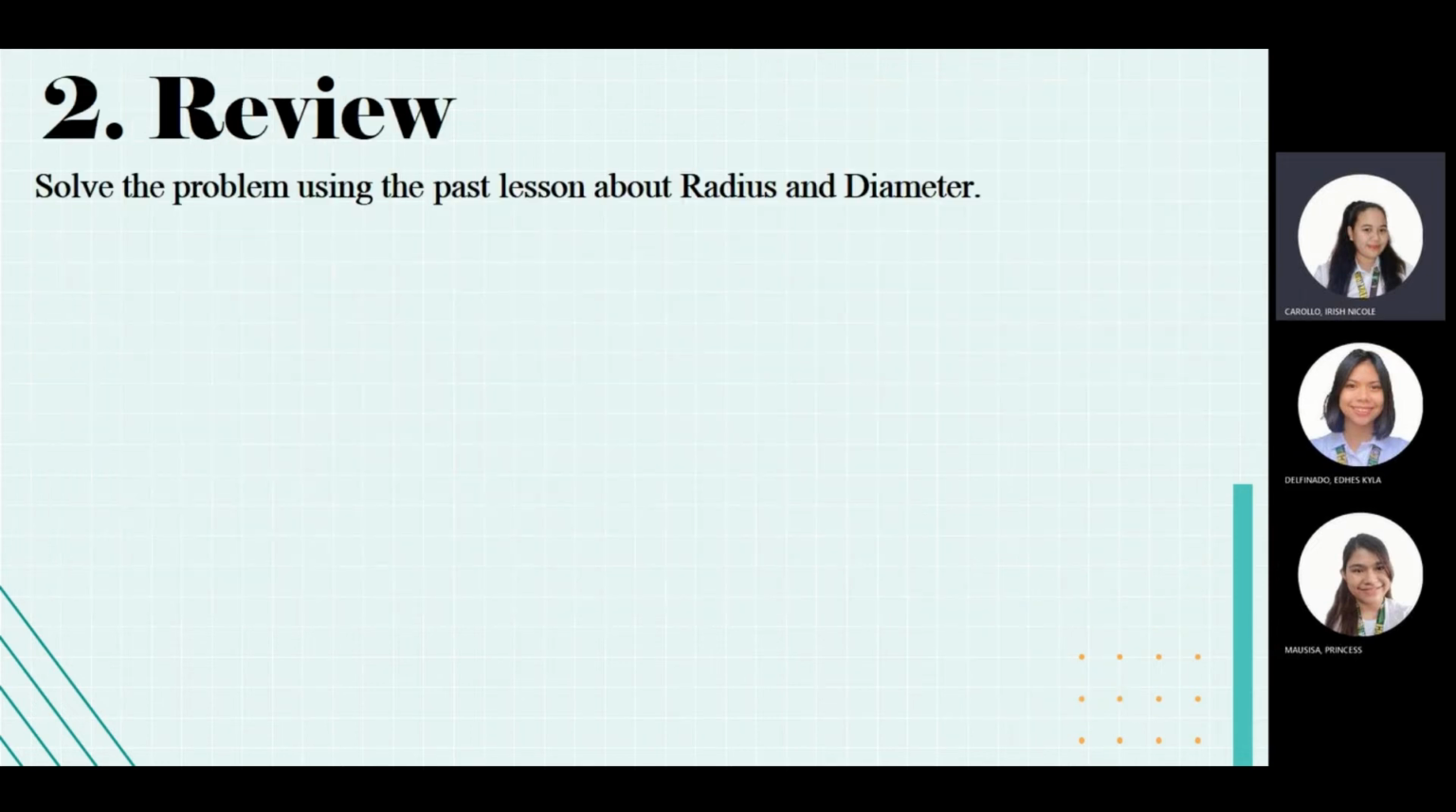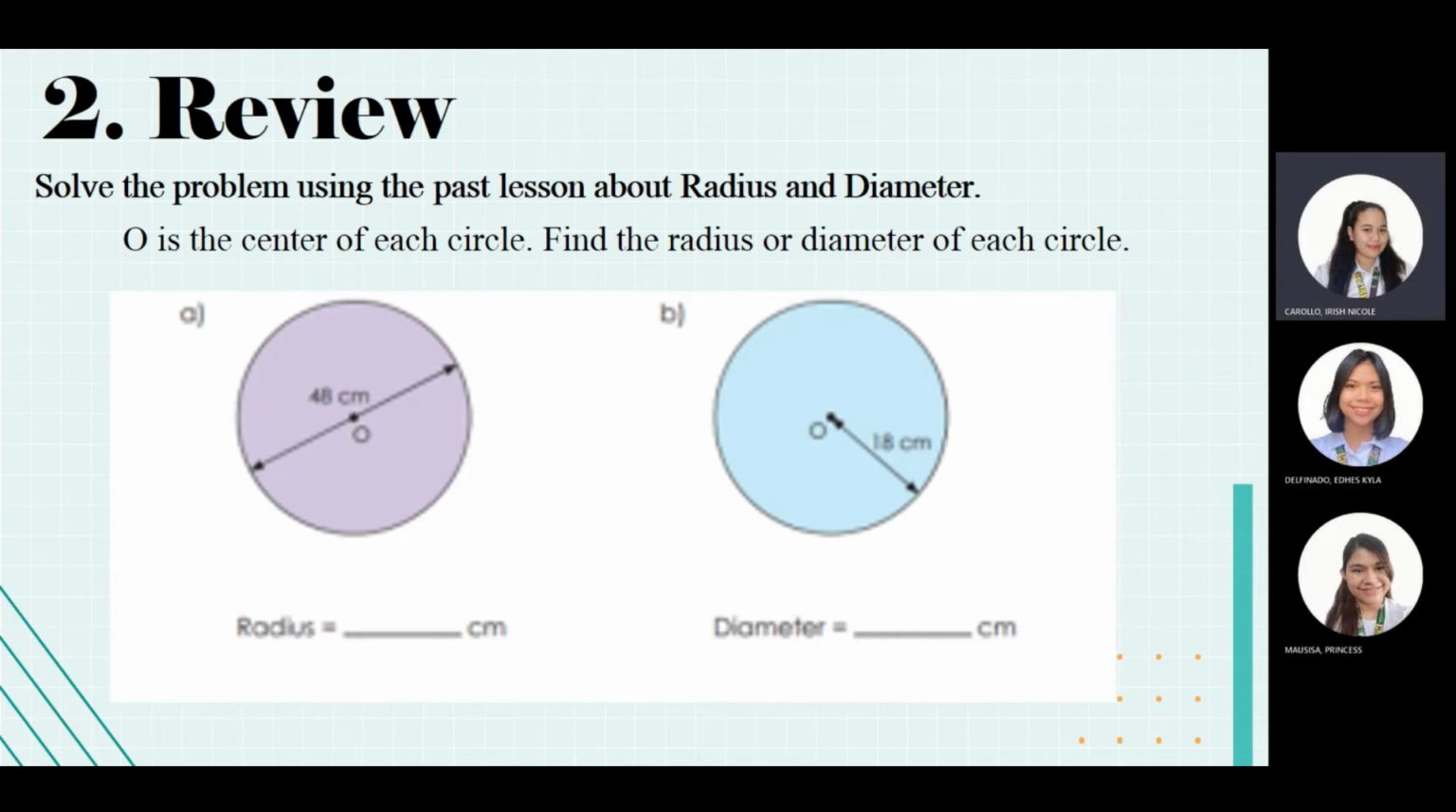The second part is the review. I will give one activity from the past topic and the students will answer it. I use the radius and diameter because this was the past topic that was discussed before the circumference.